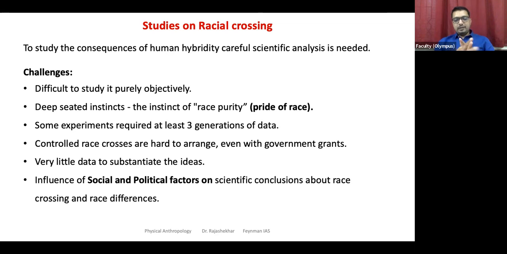Nowadays, I think that is happening. If you go to many countries, migrations are becoming so common. I think eventually we may find enough data on this. And there are many social and political factors. They support only certain races, not the others. So social and political factors also hinder the studies on racial crossing. So race crossing studies have not been done very well because of the problems associated with this.